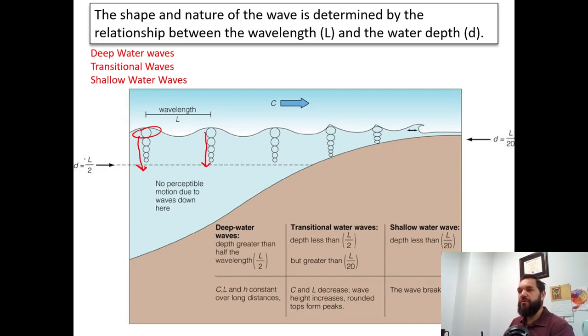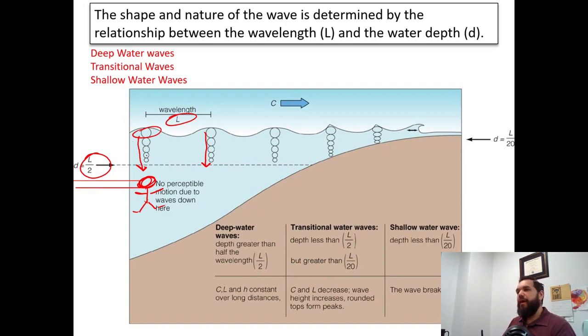Once you get to half of the wavelength, length L, the wavelength, divided by 2, there's really very little disturbance in the water column. So if you're a scuba diver and you're below half the wavelength in depth in the water column, you're going to find that you feel nothing of the wave above you. And the wave itself does not feel the bottom.